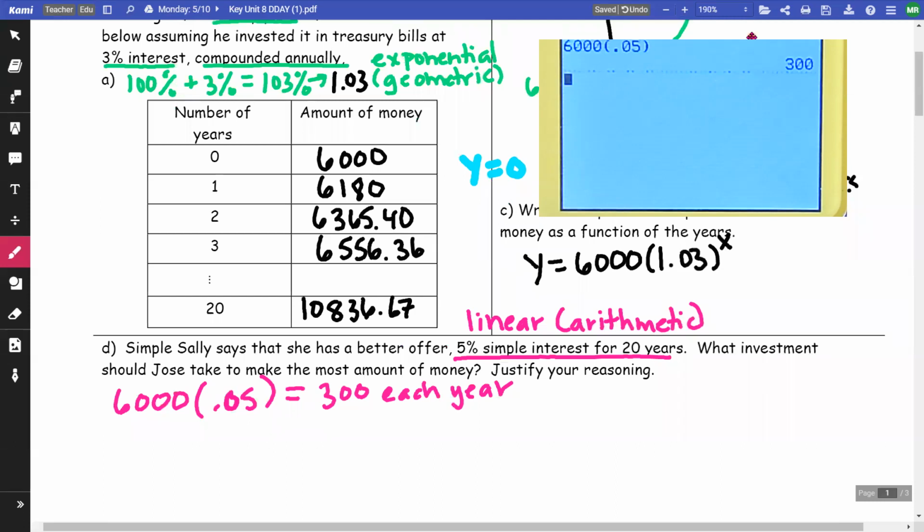So this equation is going to be y equals 6,000, and this time we're not multiplying, we're adding 300 every year. So that's going to be our equation.